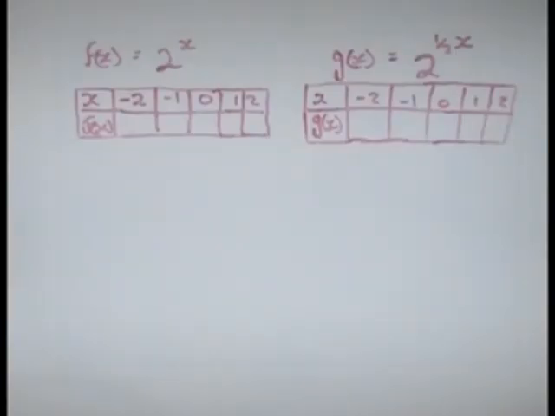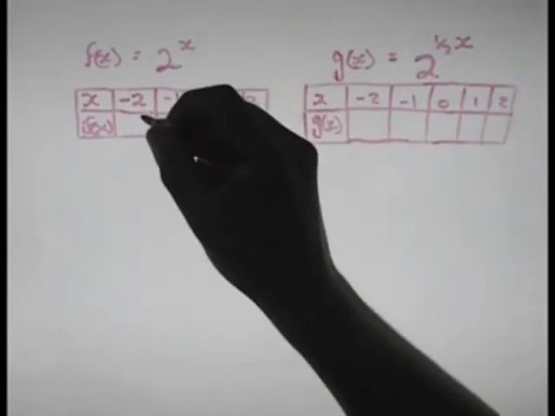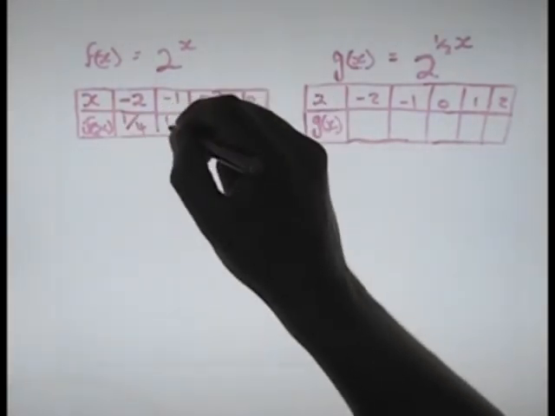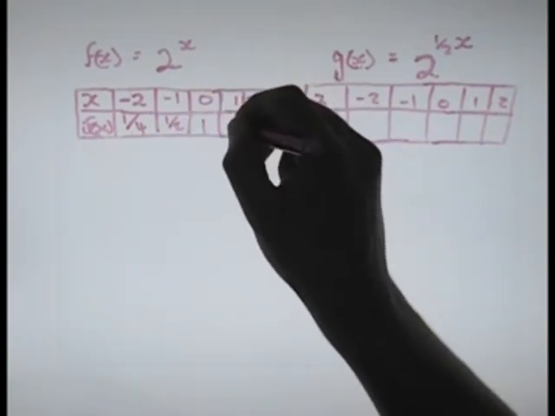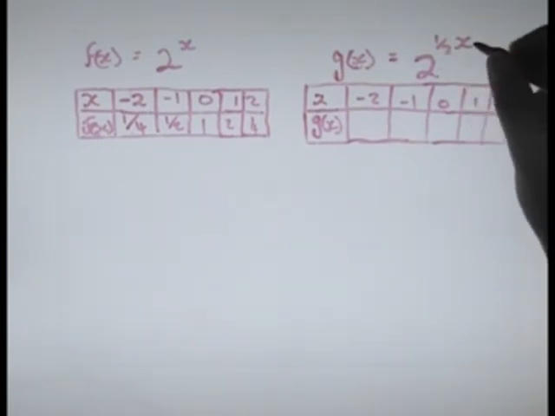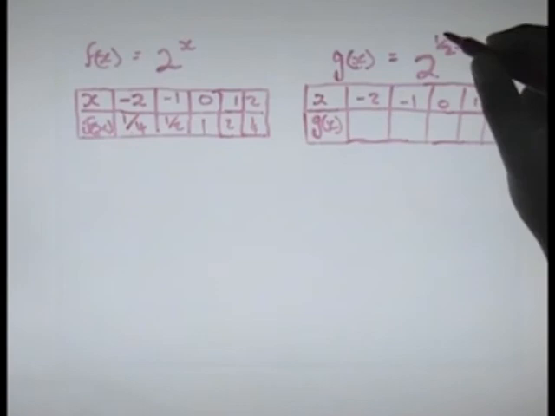The next one I gave you to do read f of x is equal to 2 to the power x, which is the same as the previous example, and g of x is equal to 2 to the power a half x. 2 to the power x, when x is equal to negative 2, that's going to be positive 1 over 4, 1 over 2, 1, 2, 4. In this case, 1 over 2 times x is the exponent.